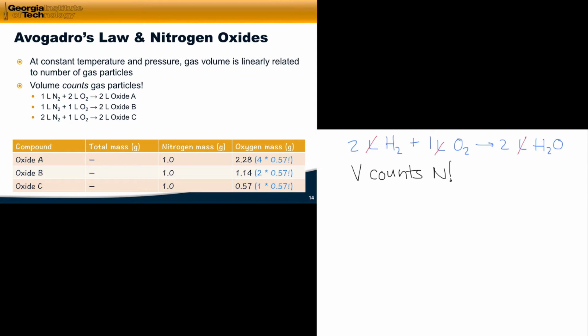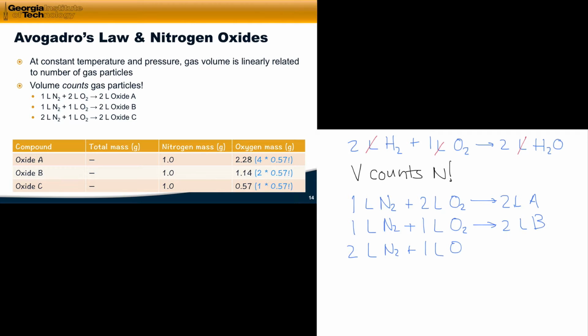Experimentally, here's what we find for the 3 gases that we've been looking at so far. When we combine 1 liter of nitrogen gas and 2 liters of oxygen gas, we get 2 liters of oxide A in particular. When we combine 1 liter of nitrogen gas with 1 liter of oxygen gas, we get 2 liters of oxide B. And when we combine 2 liters of nitrogen gas with 1 liter of oxygen gas, we again get 2 liters of oxide C.